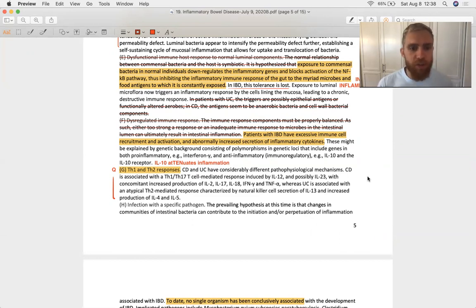And so there are different cytokines involved with getting the ball rolling on either of those two respective pathways. Just know off the bat that Crohn's involves that Th1 response and UC involves that Th2 response.